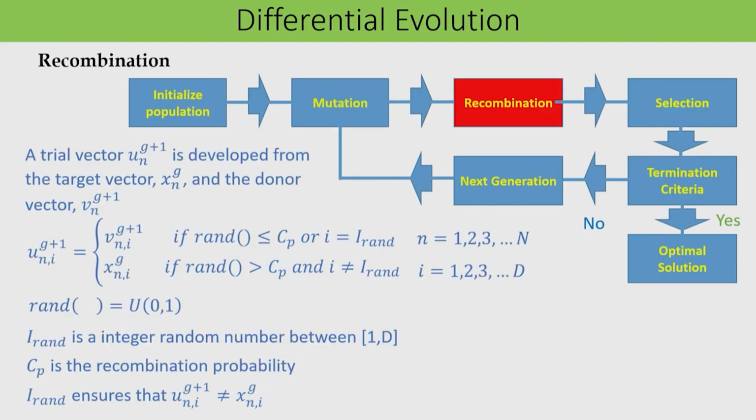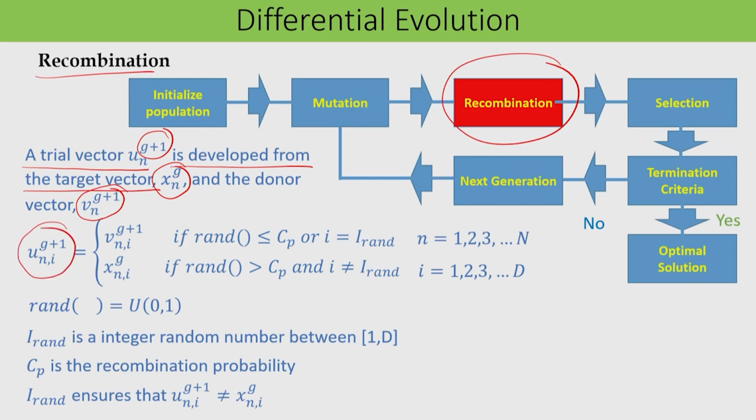Now, the next step is recombination. So, in this case what we are doing? A trial vector u_i,z+1 for the next generation is developed from the target vector and the donor vector. So, the donor vector I have generated for this particular target vector, and using these 2, I am trying to get a new vector and we call it the trial vector.